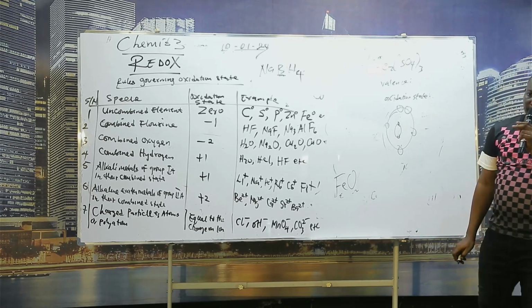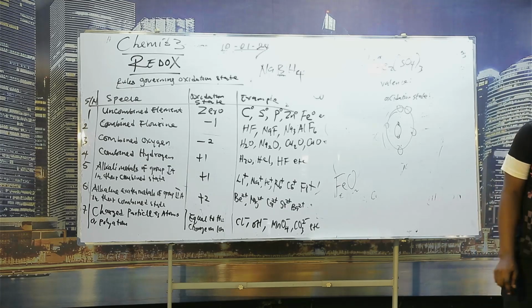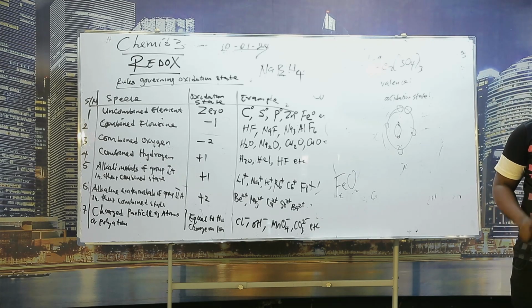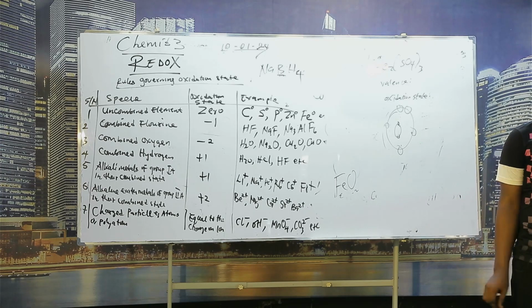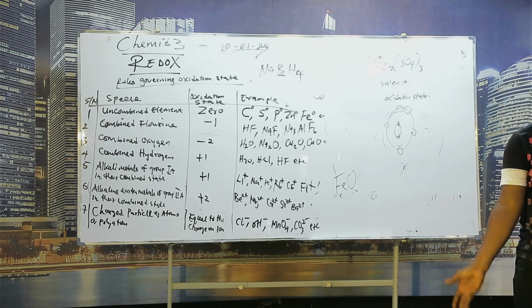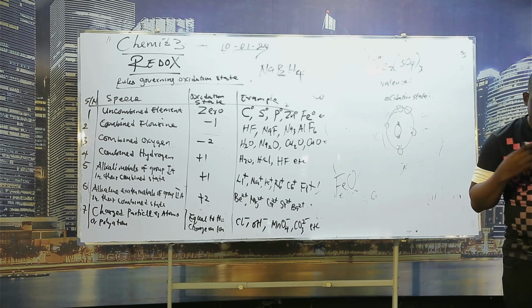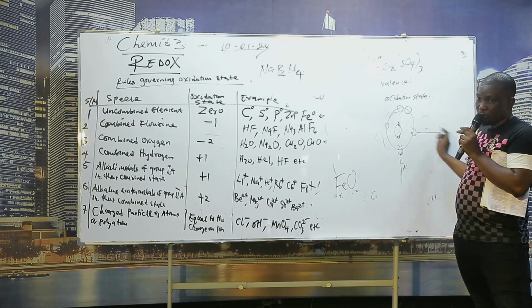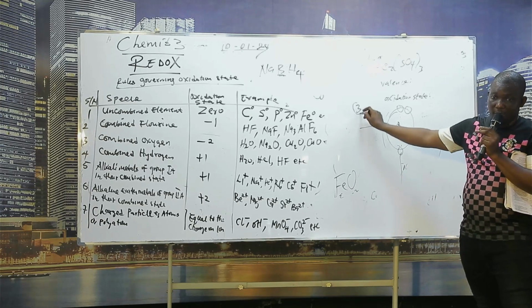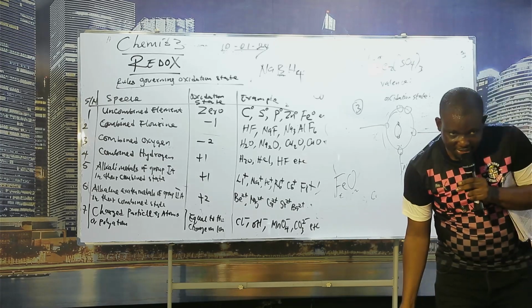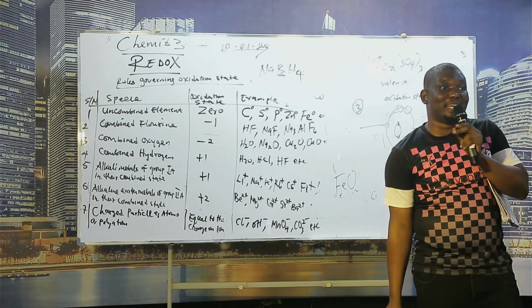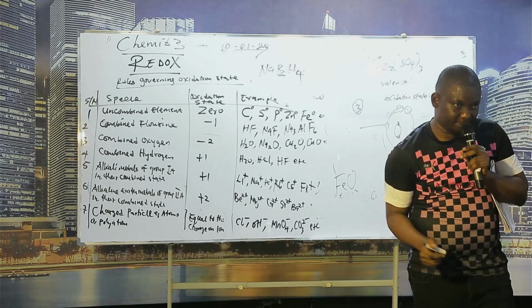Which atom is this? Nitrogen. Now, the number of bonds this atom can make, how many bonds can it make? 1, 2, 3. That is valency. The valency is 3, not minus 3. Valency can never be charged.